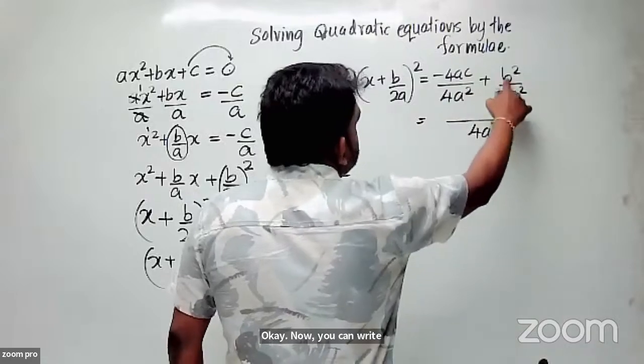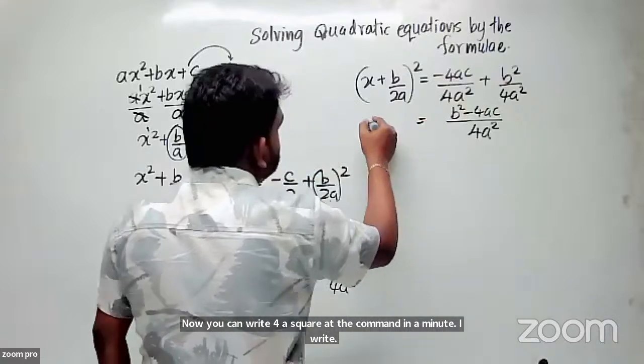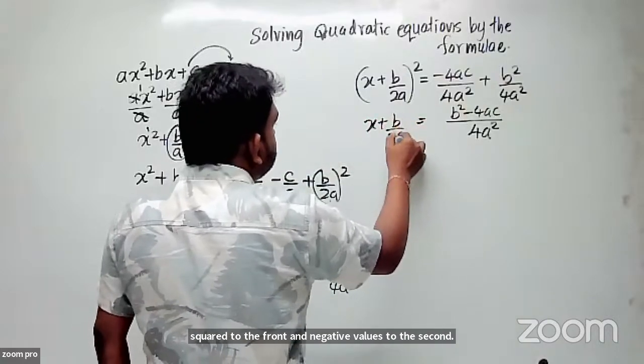I write b squared to the front and negative values to the second, 4ac. That is x plus b upon 2a, a perfect square.